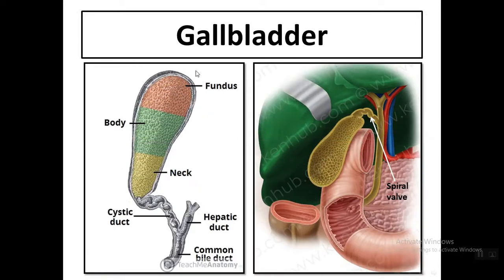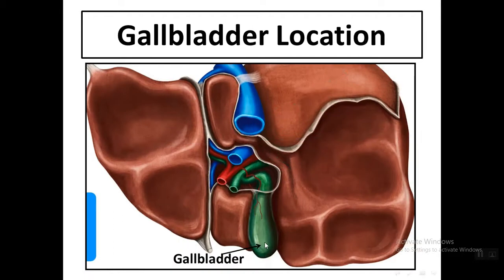It can be divided into fundus, body, and neck. The neck will lead to the cystic duct. The cystic duct will unite with the common hepatic duct to form the common bile duct. We can see this is the gallbladder situated on the inferior surface, or the visceral surface, of the liver, and its fundus will project below the inferior border, or the inferior margin, of the liver, and it will touch the anterior abdominal wall.